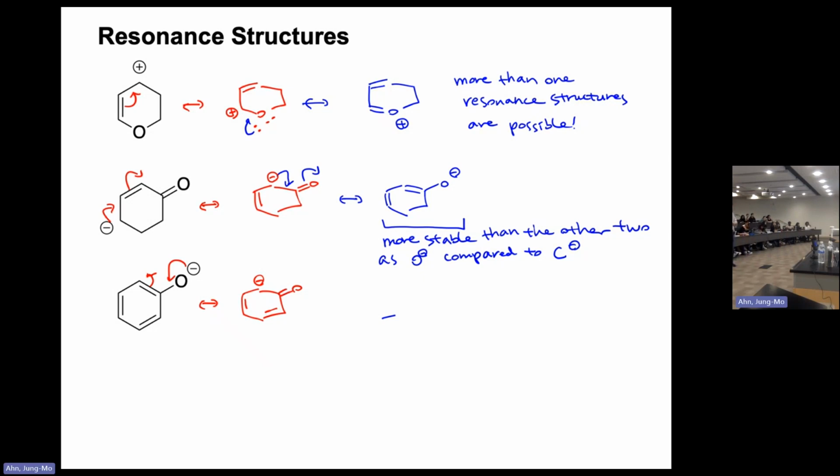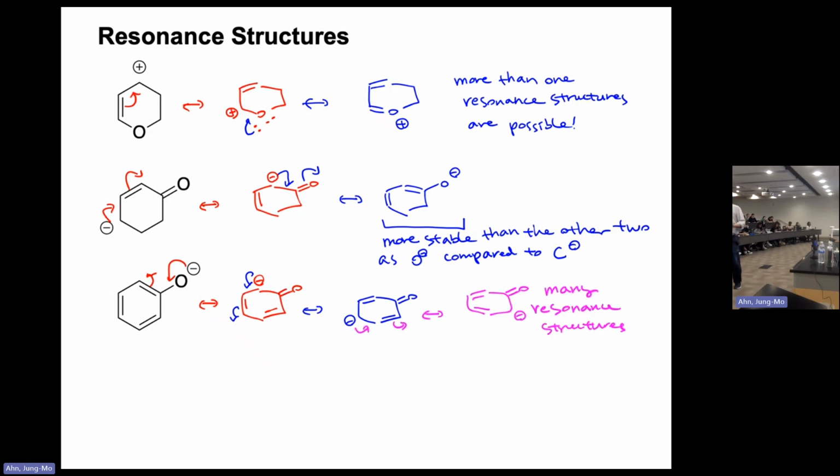No. It can still come in between those two, make the negative charge pop out there. It makes another one. Is this the only one? No, it can come in, make it pop out there. So it can make all in total 4 resonance structures. It's not just 1 or 2. Sometimes it could have 10. Sometimes it could have 20. Sometimes it could have none.